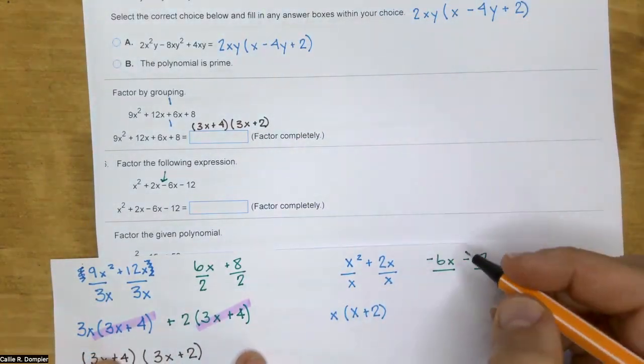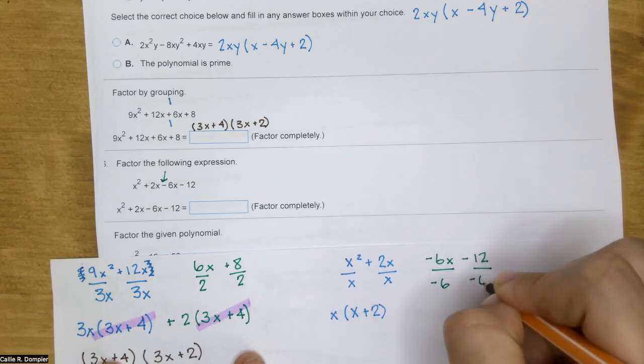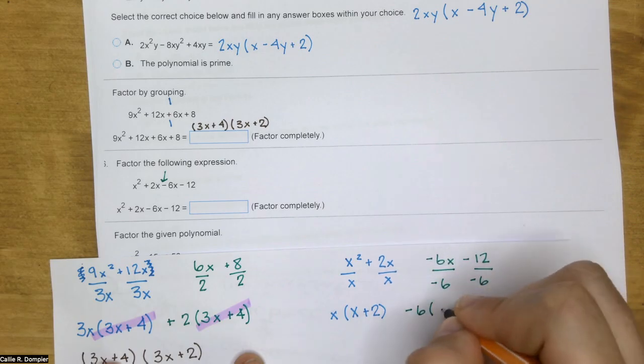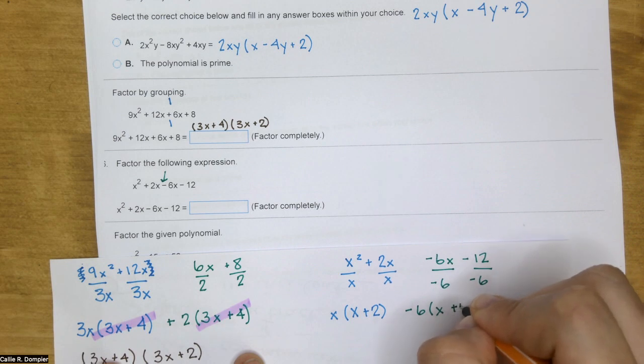Good? What can you divide out of negative 6x and negative 12? You can divide out a negative 6. Remember, it has to be negative. So now we have a minus 6 times: negative 6x divided by negative 6 is x, and negative 12 divided by negative 6 is actually a positive 2.